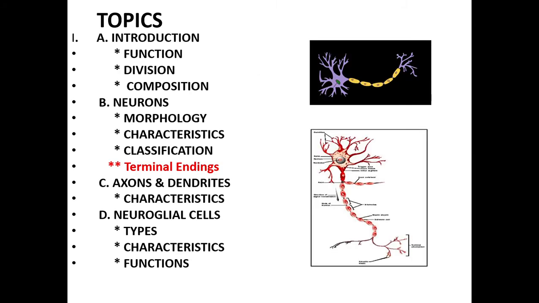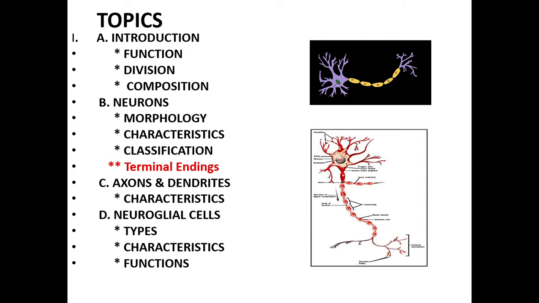The topics that we are going to tackle, we'll start first with the introduction. So we go into the function, the division, the composition of the nervous tissue. Then we go into the nerve cells, their morphology, characteristics, and classifications. Then inserted here will be the terminal endings because these are found in some sensory nerve cells.